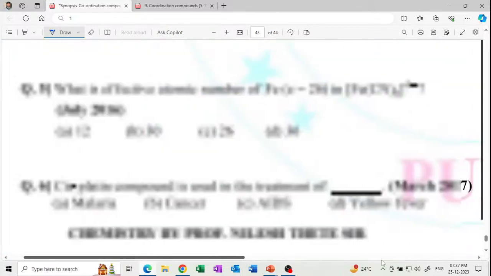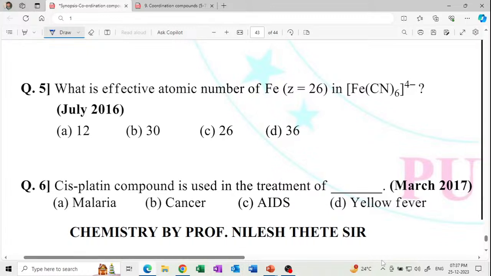Next question: cisplatin compound is used in the treatment of cancer. It is the anti-cancer drug. Then what is the structure? That's Pt(NH3)2Cl2. So this is the anti-cancer drug, cisplatin.